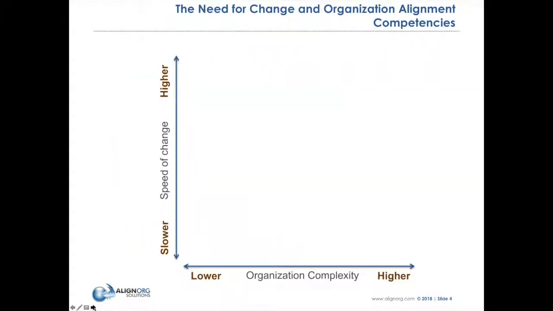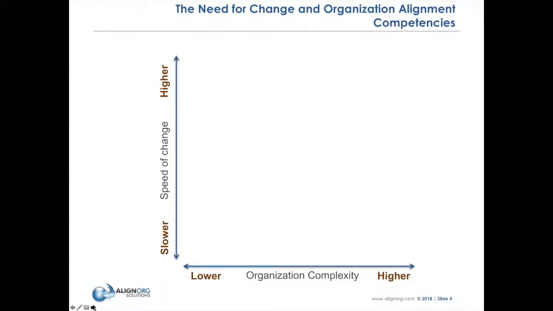Mike and I want to kick things off by highlighting a set of relationships that we're seeing increasingly in organizations. The first relationship, not surprising to anyone, is along the bottom here. It's that organizations are becoming increasingly complex. That complexity is coming from a variety of sources. I think most of us are familiar with them.